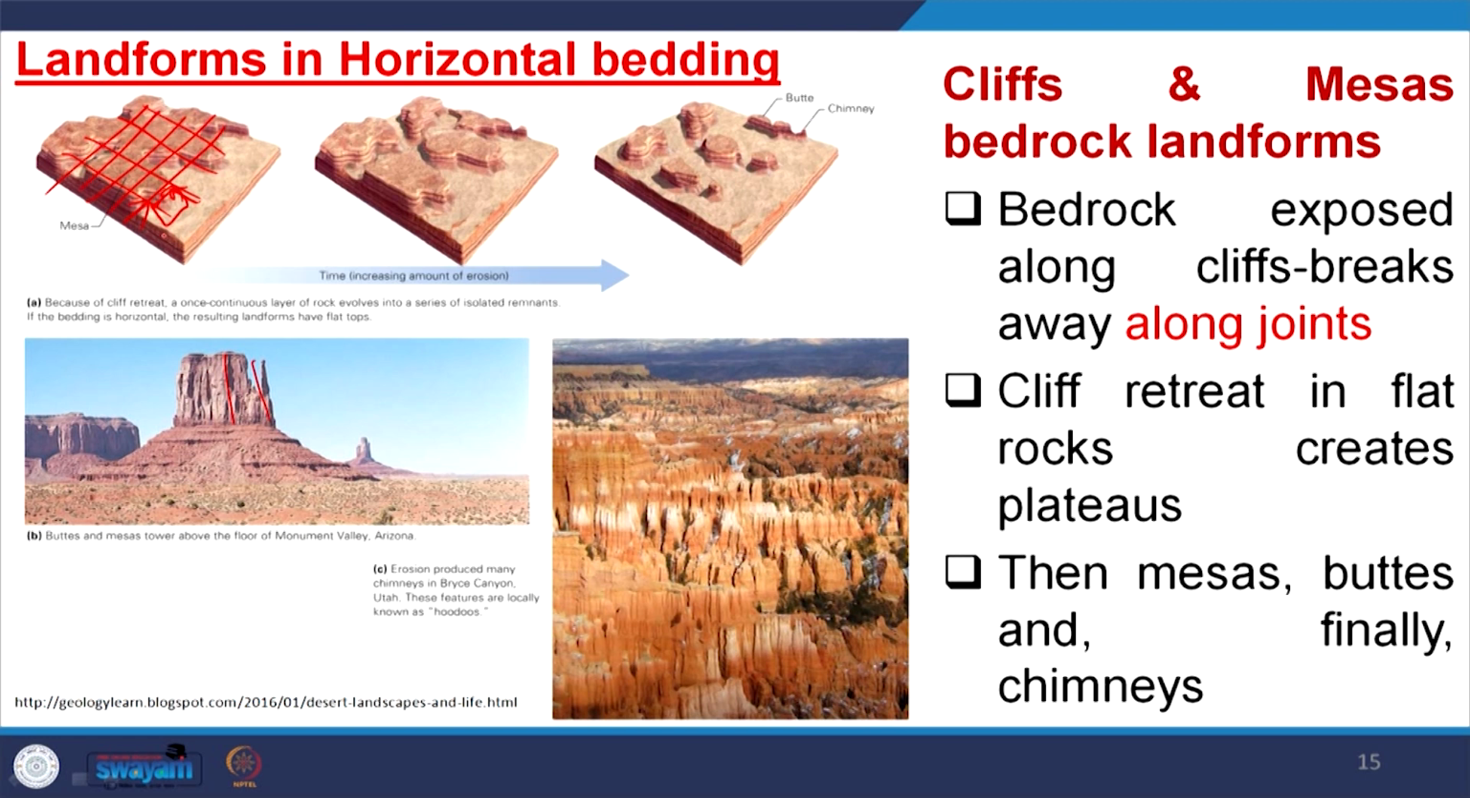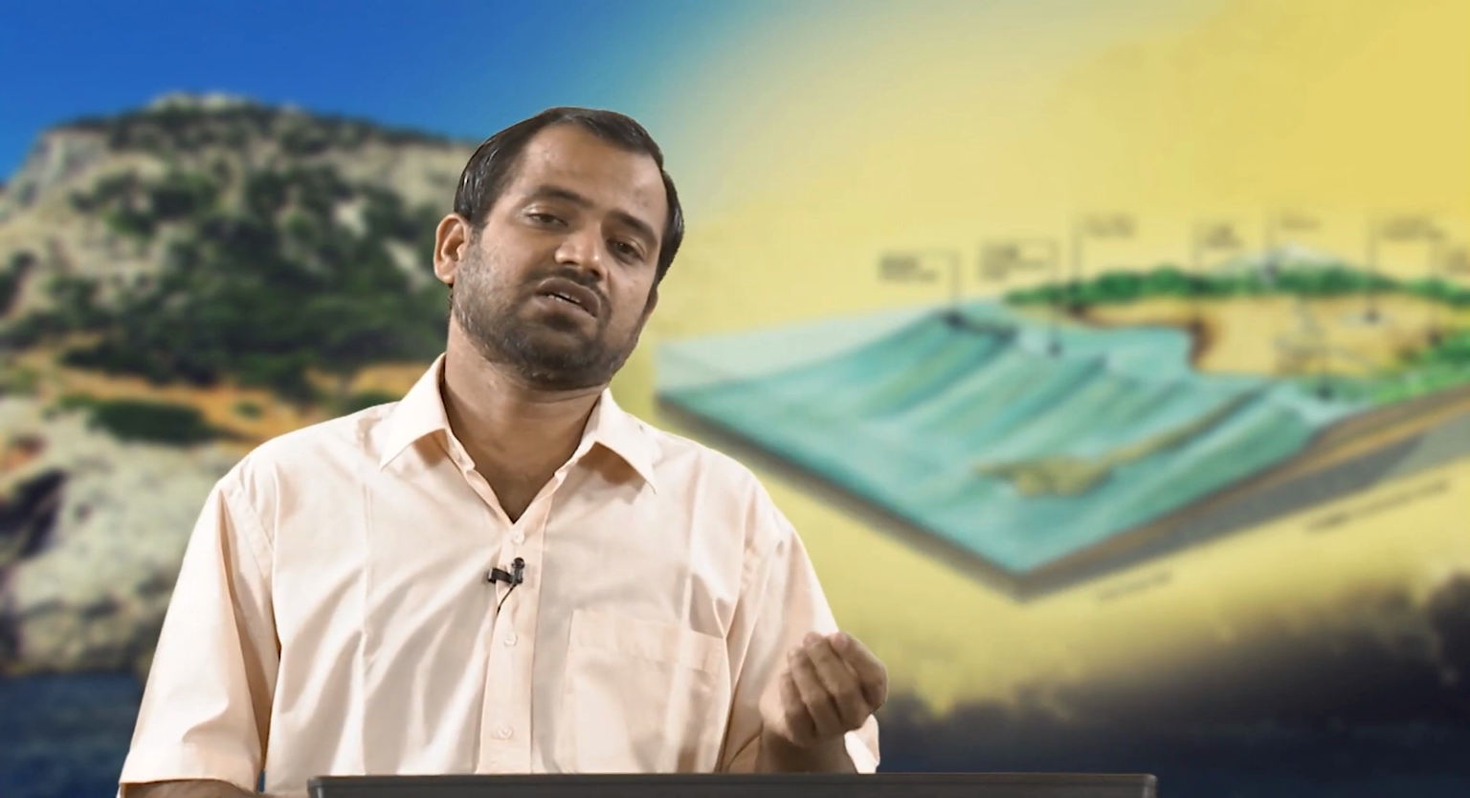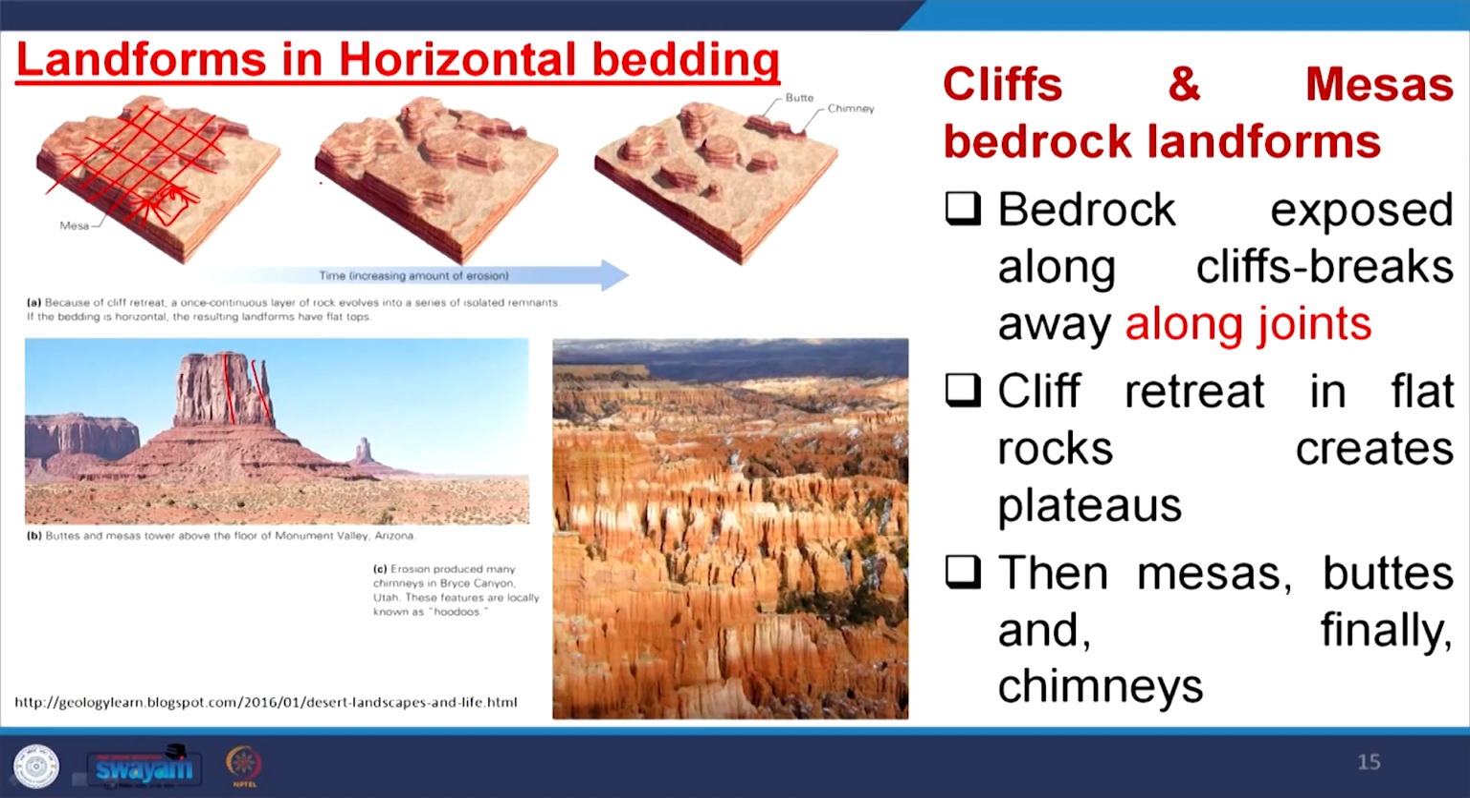It has a certain height, a certain surface area, and a certain base area. That means it will be called a mesa or a butte depending upon its B by H ratio, the ratio of base to height. Based on the base length and height, the ratio is defined, and we assign the name mesa or butte. Cliff retreat in flat rocks creates plateau surfaces. Then come mesas, buttes and finally chimneys.